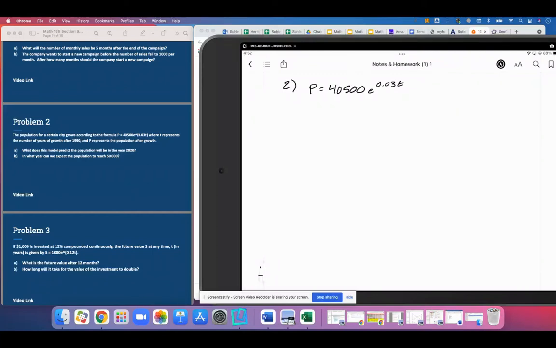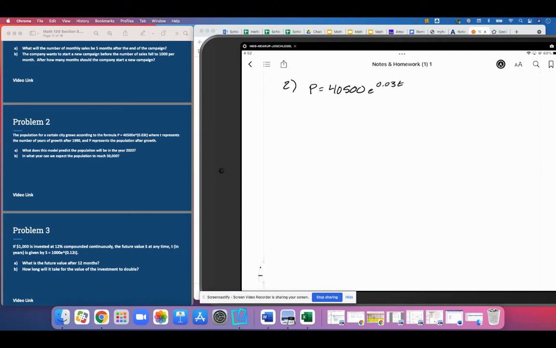For problem 2, we've got the population for a certain city grows according to that formula, where T represents the number of years of growth past 1990, and P represents the population after growth. So what does the model predict the population will be in the year 2020? Well, 2020 is 30 years after 1990.